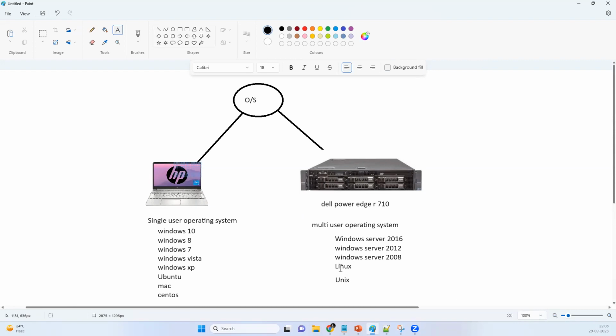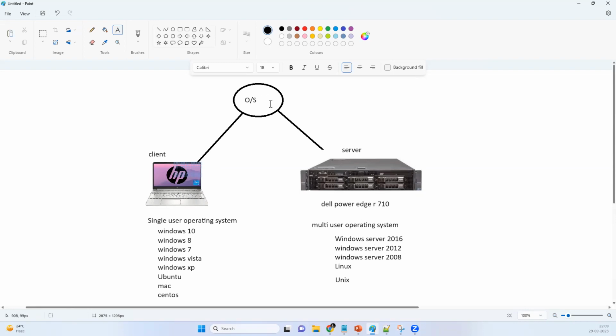Linux is especially popular as a multi-user operating system. Something like this we call a server, and this we call a client, something like a laptop. So this is the client one and this is the server one. With a server, we can interact with multiple people the same way.